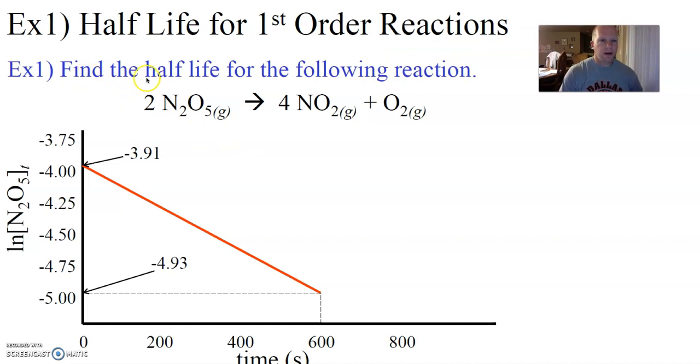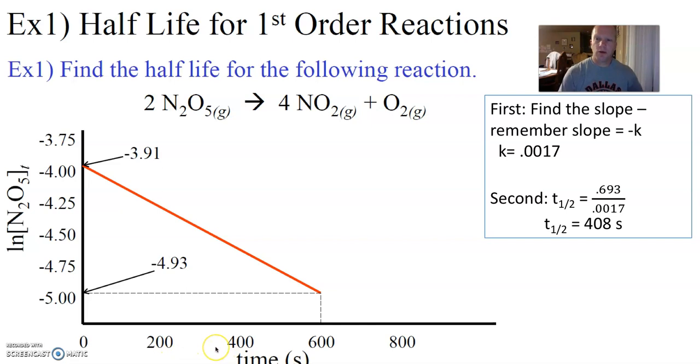All right, it says find the half-life for the following reaction. These are first order reactions, right, where we have one reactant that decays. So here's our natural log, here's our slope. They've given us some values there. The first thing we need to do is find k. If we want to find the half-life, we need to know our rate constant. So we're going to find the slope of this line, and remember the slope of the line is the negative rate constant. I did that on my whiteboard here, you guys.